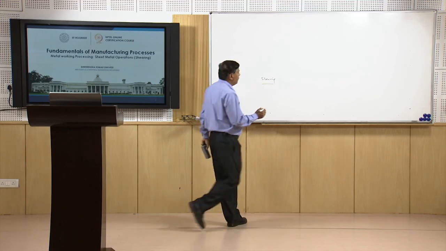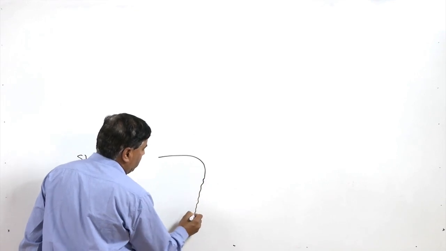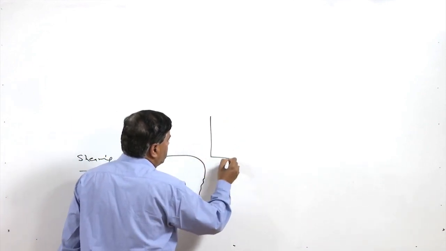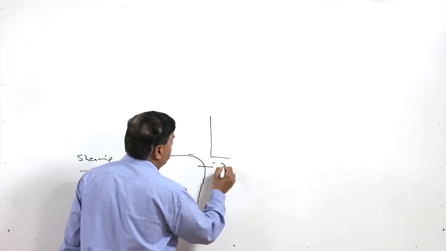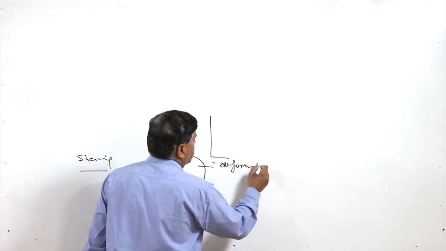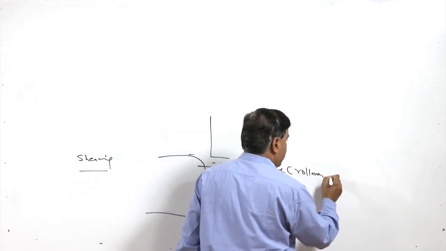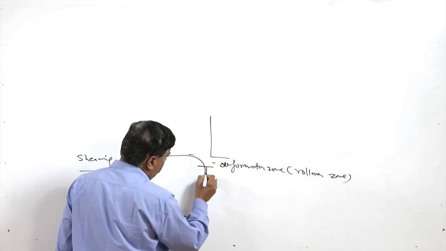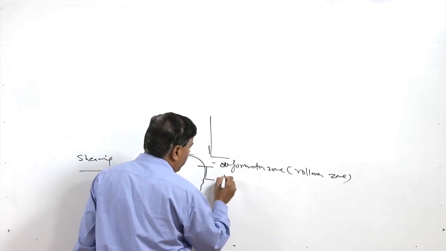So, the cut edge which is produced has a particular configuration, which can be represented with the help of this diagram. Whenever we apply the punch moving in the downward direction, it produces a deformation zone at the top. This deformation zone is also called the rollover zone. Then the other portion, this one which rubs with the surface of the punch, is called the burnishing zone.